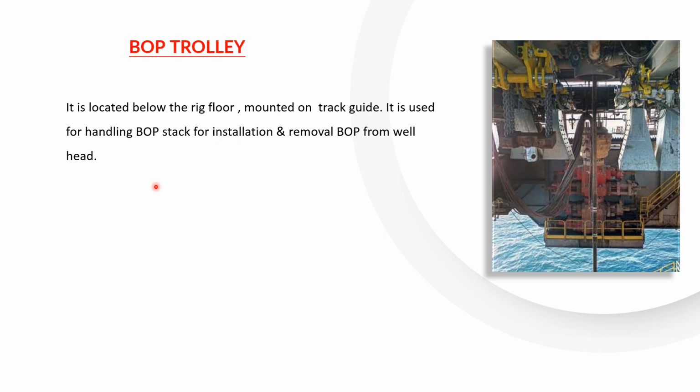So let's see what the BOP trolley is. It is located below the rig floor, mounted on a track guide. It is used for handling the BOP stack, for installation and removal of the BOP from the wellhead. So the BOP trolley is used to handle the BOP stack for the installation and removing of the BOP from the wellhead.